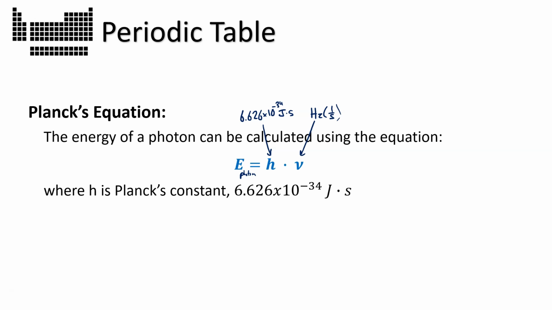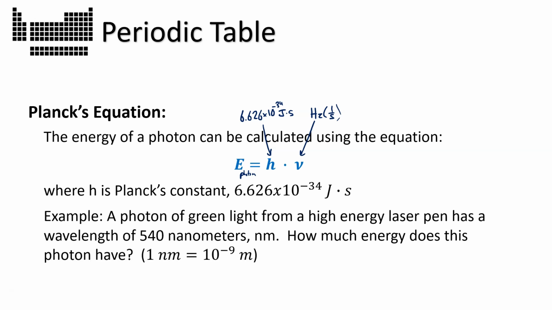Again, it's an important number. Make sure you write it down. We'll close this with an example to show you how this would work. This question says, a photon of green light from a high-energy laser pen has a wavelength of 540 nanometers. How much energy does this photon have, or does one of these photons have?